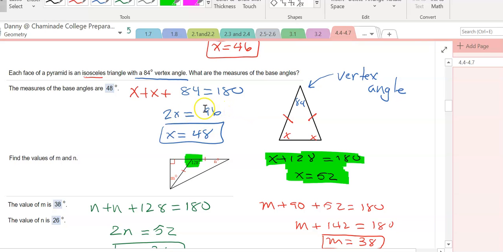Once again, looking at an isosceles triangle, we are given that the vertex angle is 84. It's very helpful to draw this out. It's not necessary, but it's helpful. And we know that our base angles have to be equal, and that's how I get this equation.